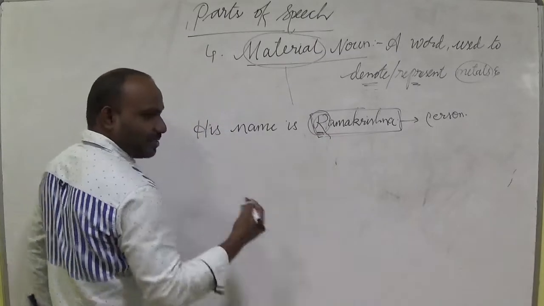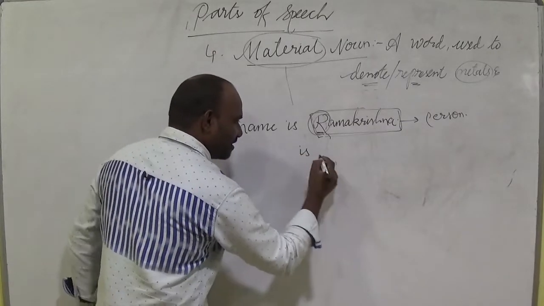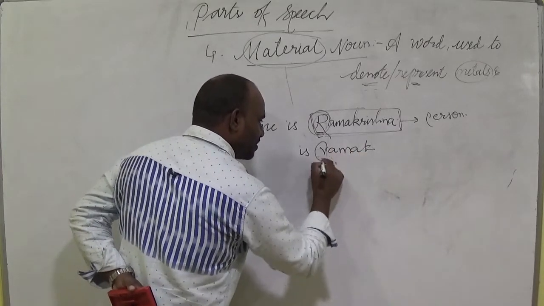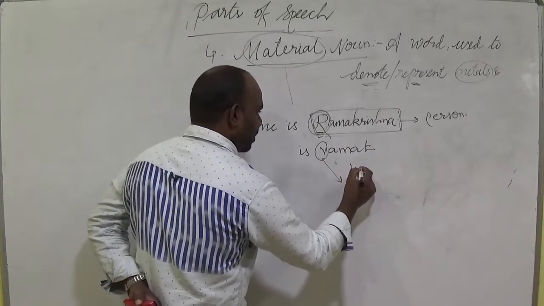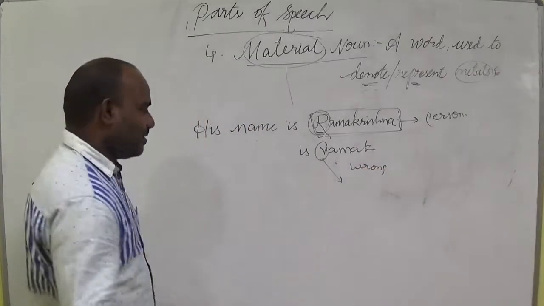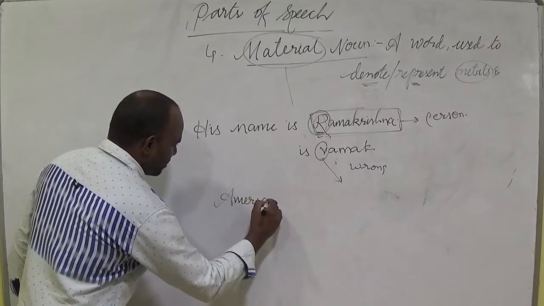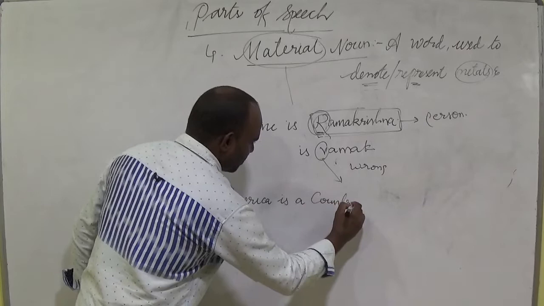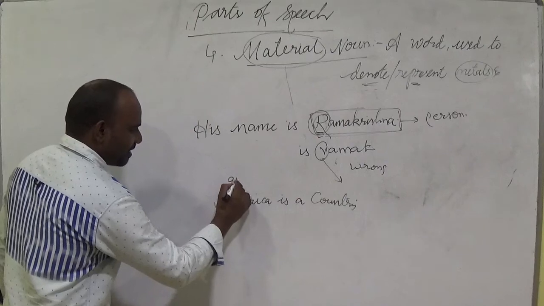You should not write like this. The common mistake every student makes is writing his name as ramakrishna with a small letter. If you use this, it can be considered wrong. Proper nouns must begin with a capital letter. For example, America is a country. You should not write america with a small letter.